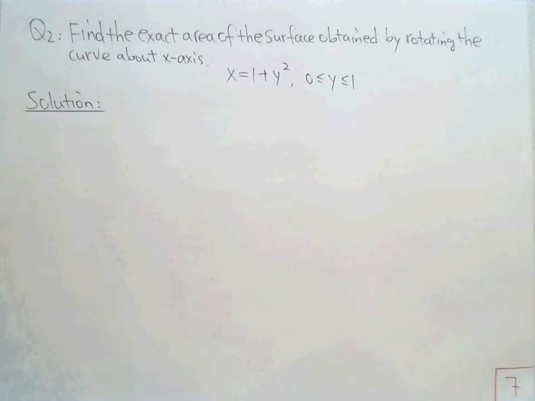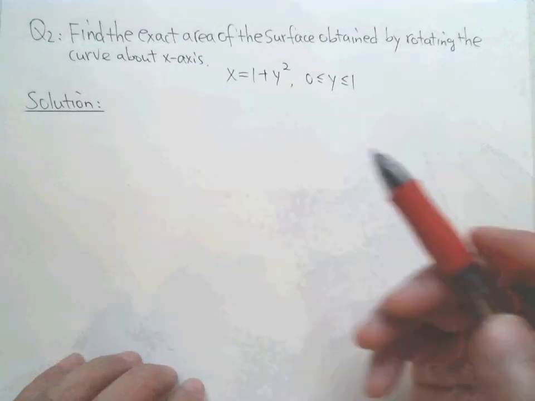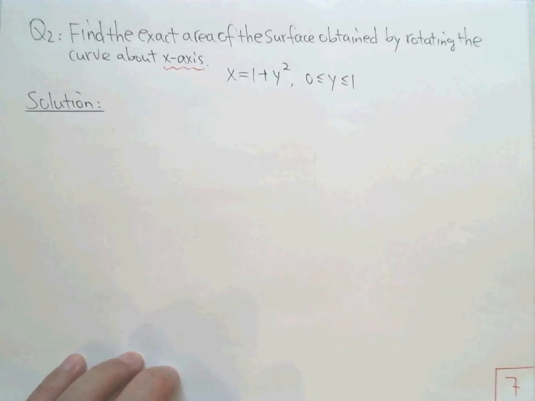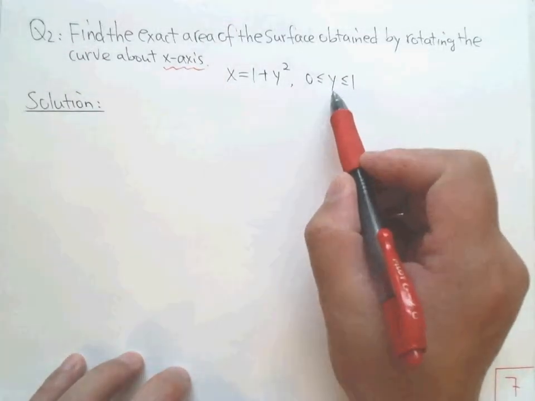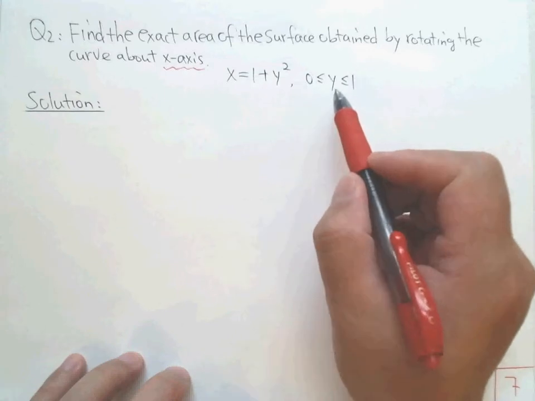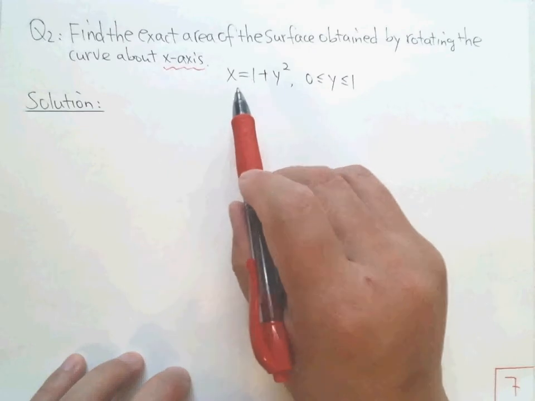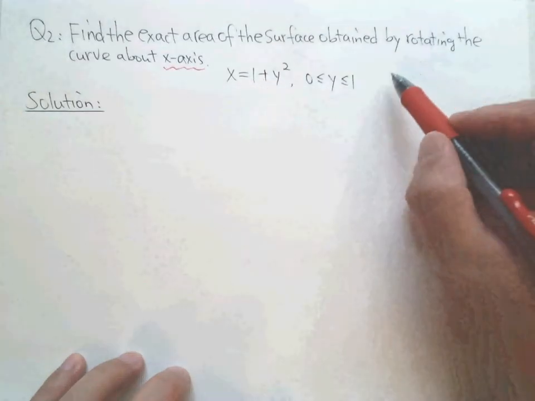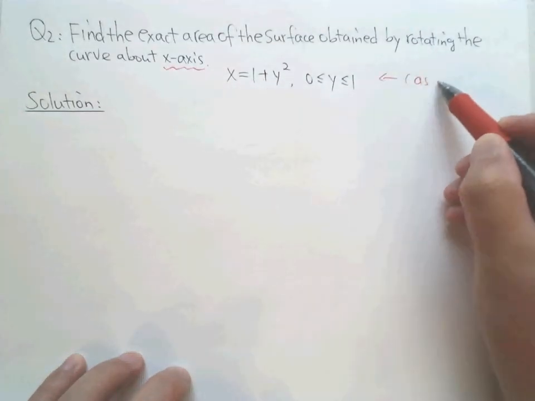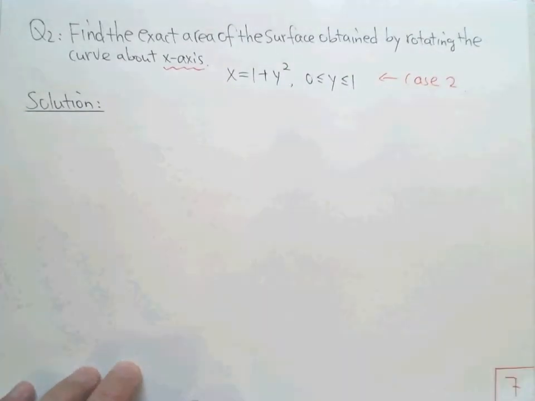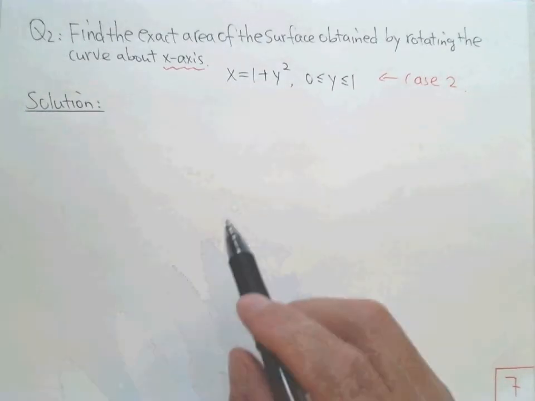Let me see another question. Determine which case: case 1, 2, 3, or 4. It is still rotated about x, which means case 1 or case 2. This time I look at what the independent variable is. It's y, right? X is a function of y, which means this is case 2. Remember the second case.